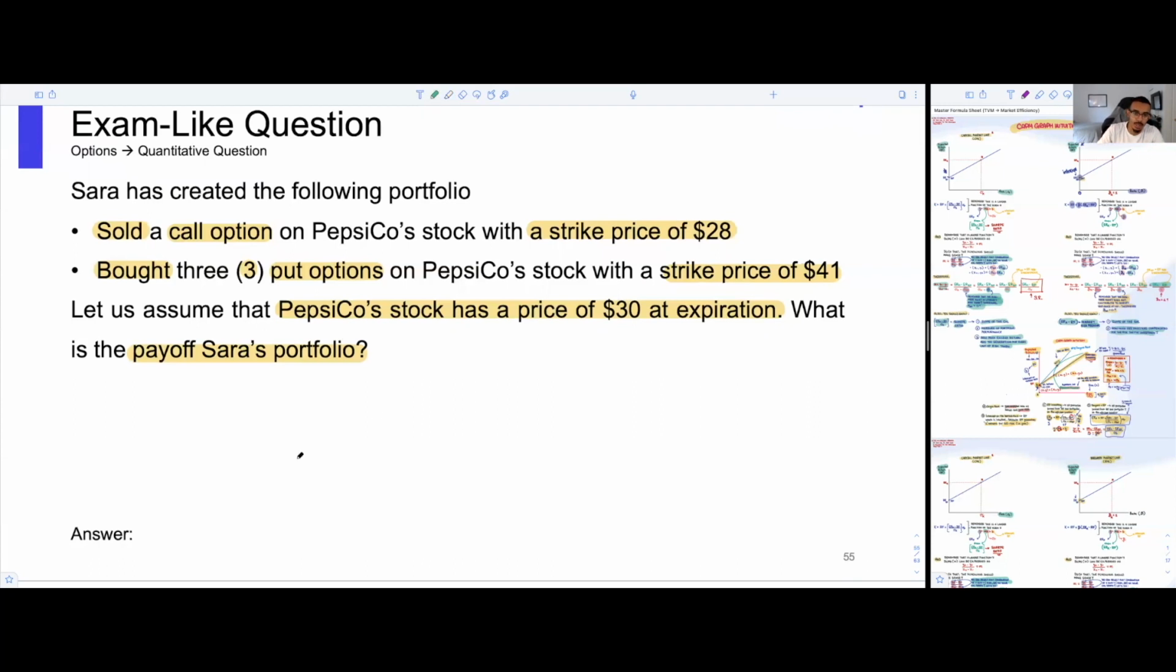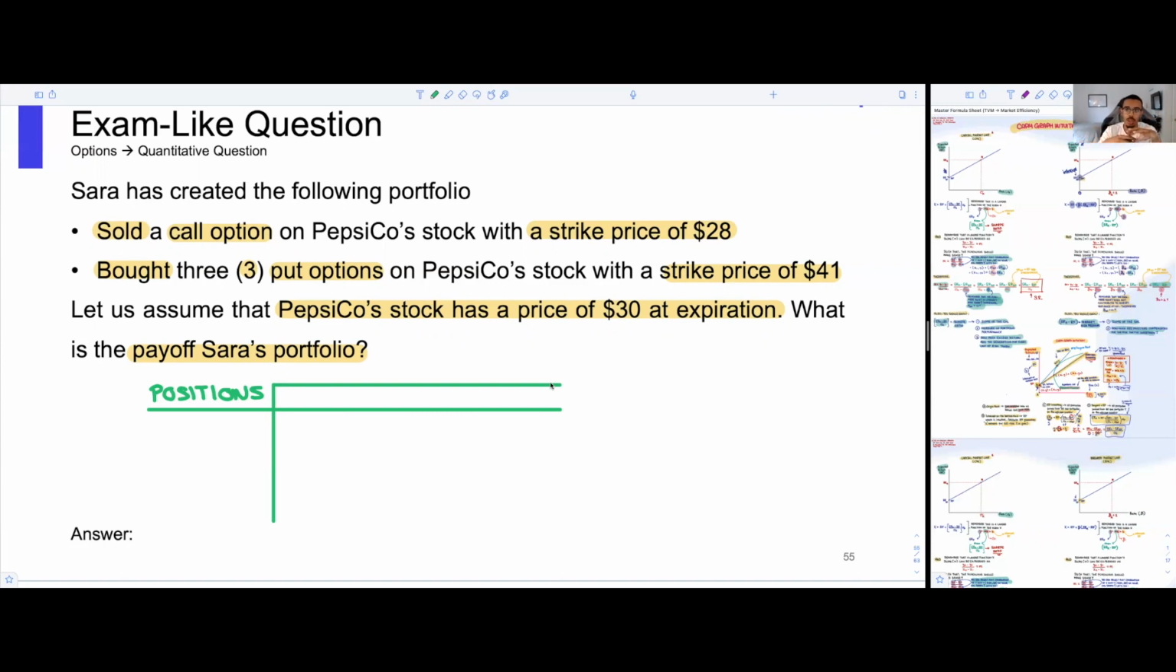Let's do this together. The first thing is we're going to highlight our columns. Our first column is going to be our positions, the different positions that we're going to take. The second set of columns will be the different prices. This is a simulation of all the different stock prices that we could have.